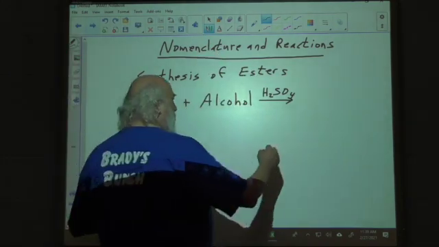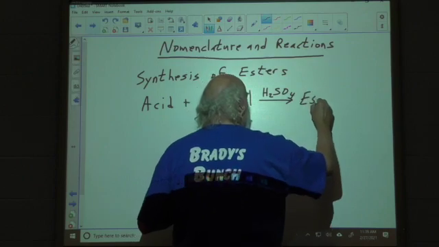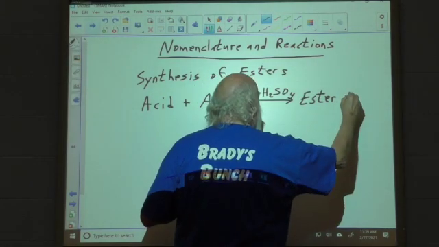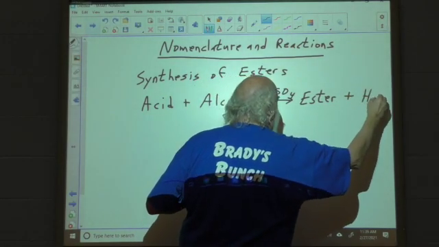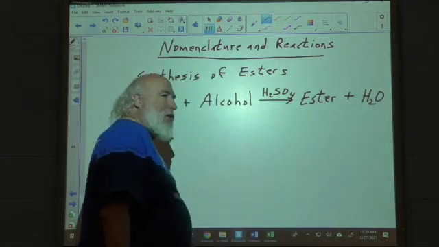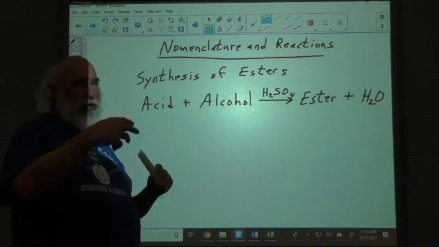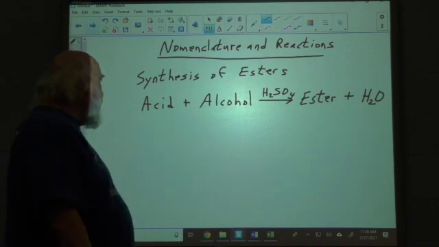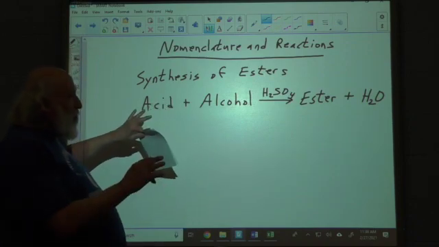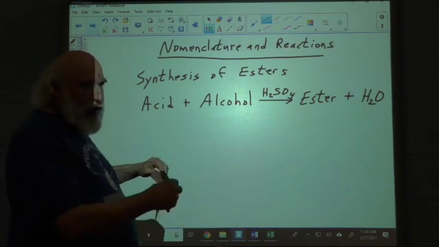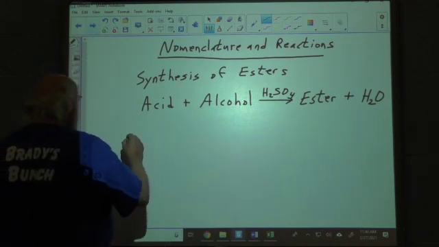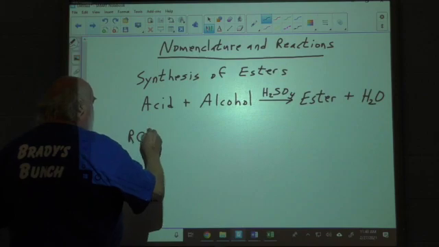And this will produce an ester, and a byproduct is water. And it turns out esters, like we said, are very soluble in water, for the most part, because of those two oxygens in the compound. So if I show this from a linear structure point of view, an acid is RCOOH.